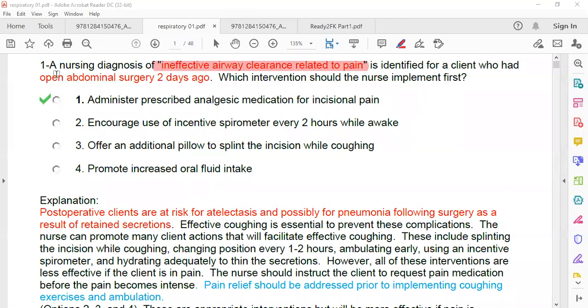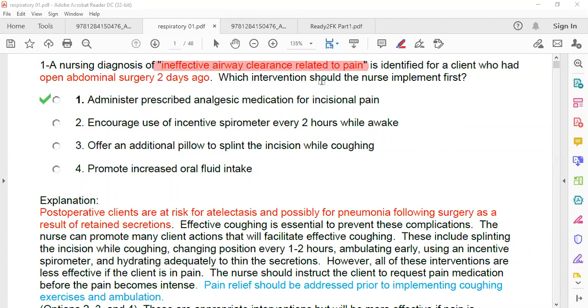The question: a nursing diagnosis of ineffective airway clearance related to pain is identified for a client who had open abdominal surgery 2 days ago.